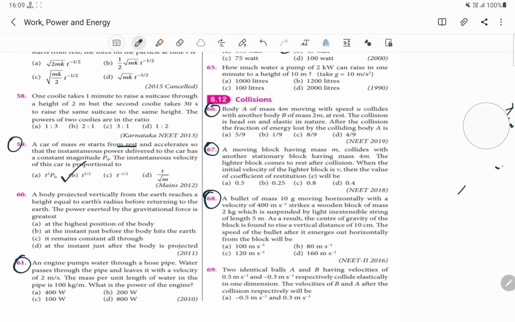For this question number 66, a body of mass 4m moving with a speed u collides with another body of mass twice m at rest. Before collision, this is 4m and it was initially moving with a speed u.